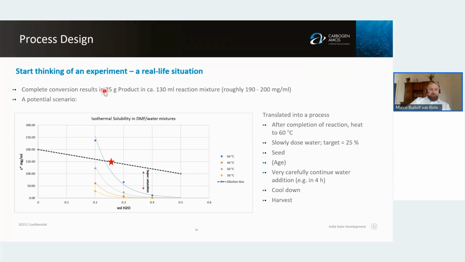And here my product: I have 25 grams of product approximately in 130 mL of reaction mixture. That gives me roughly 200 milligrams per milliliter. There's some DIPEA in it and some salts. This data was acquired on the same pure product, so I would expect that the real system behaves a bit differently.